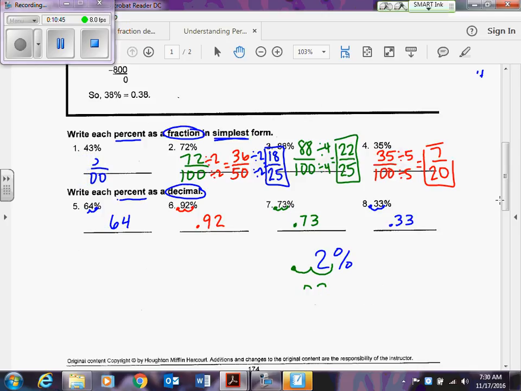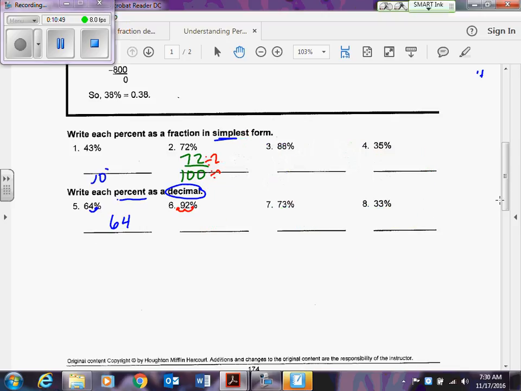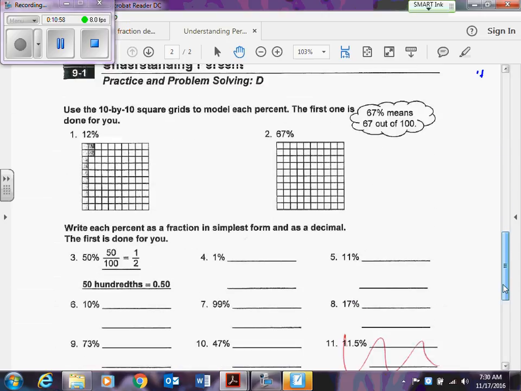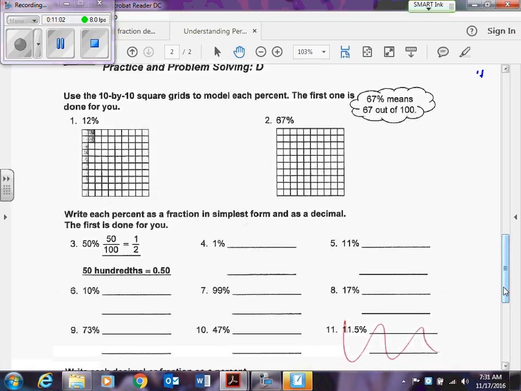Let me show you one thing real quick. On your worksheet, 1 and 2 you have to shade. Remember, 67% means 67 out of 100, so you're shading 67 of those squares.